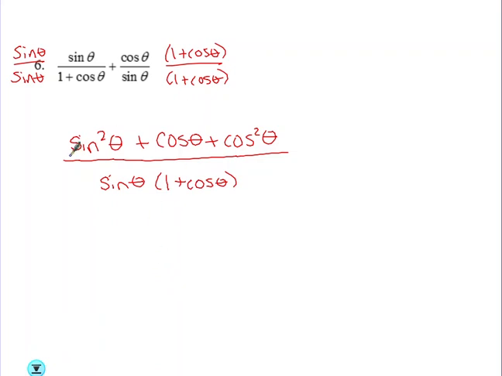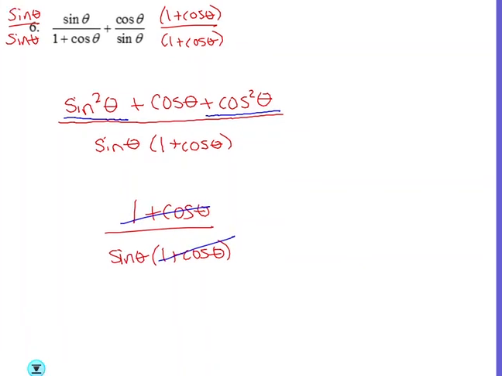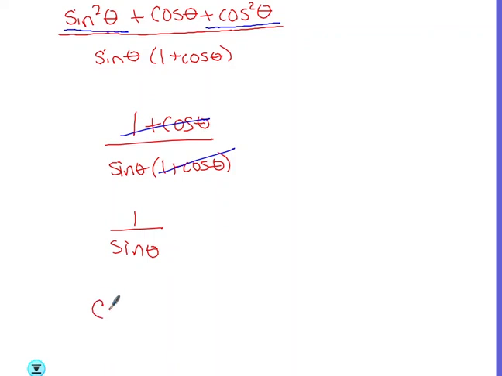Now, I see sine squared theta plus cosine squared theta, and I know from my Pythagorean identities that that is equal to 1. So I just have 1 plus cosine theta over sine theta times 1 plus cosine theta. Since I have 1 plus cosine theta in both the numerator and denominator, I can cancel those out. So I end up with 1 over sine theta, which is equal to cosecant theta.